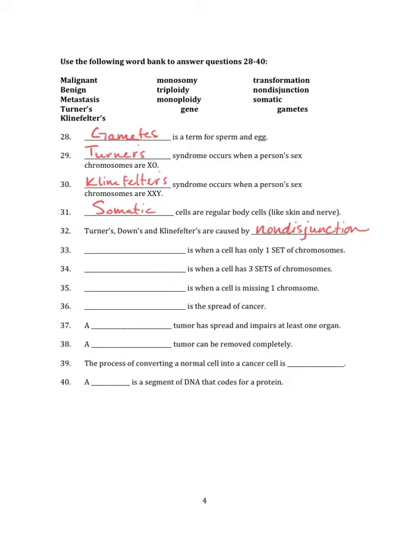When a cell has only one set of chromosomes in number 33, this is called monoploidy. So it's a cell that's haploid when it's not supposed to be. Number 34 is a little bit different. It's triploidy, and it's when a cell has 3 sets of chromosomes instead of 2 sets of chromosomes. So it means that they have a full third set of chromosomes.